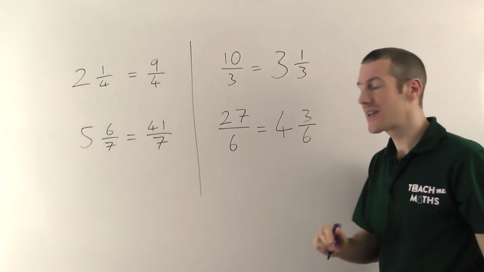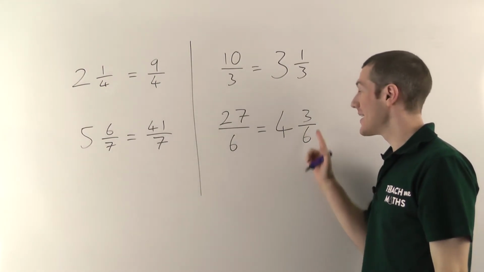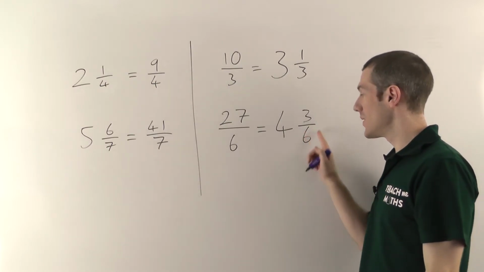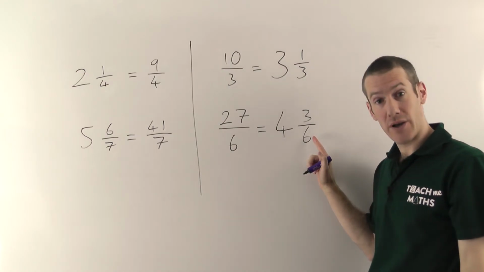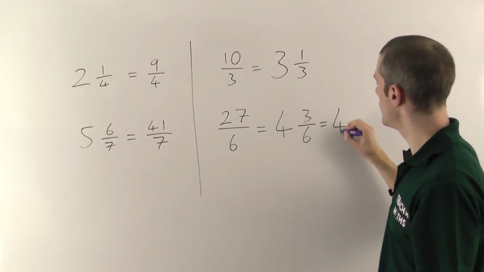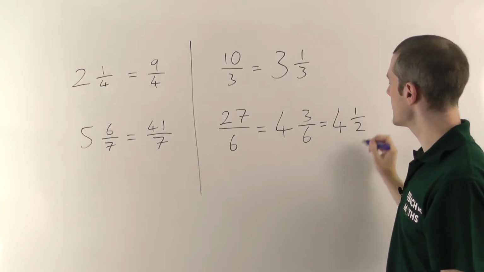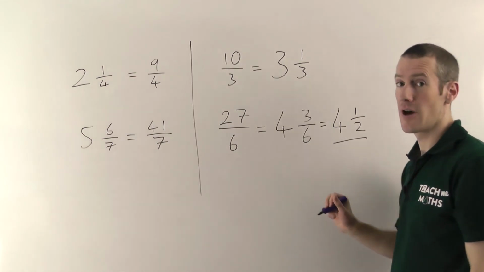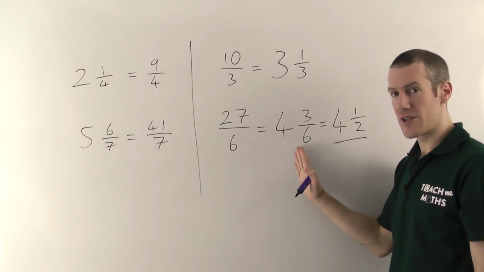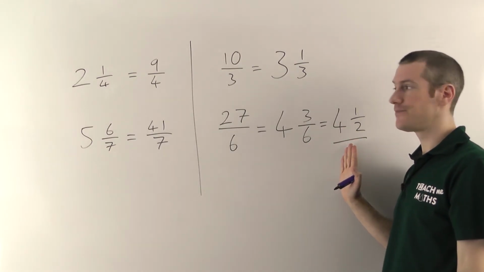Now you do need to be slightly careful here. Whenever you give a fraction answer in maths, you must always cancel it, even if it's part of a mixed number like this. 3/6 will cancel down. I can divide both of those by 3. So 4 and 3/6 will be the same as 4 and, well, 3 goes into 3 once, 3 goes into 6 twice, so it's actually 4 and a half. So 27/6 would convert to 4 and 3/6, which cancels or simplifies down to 4 and a half.